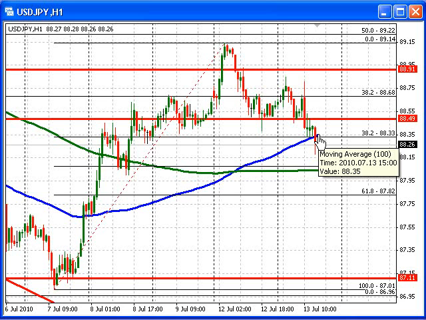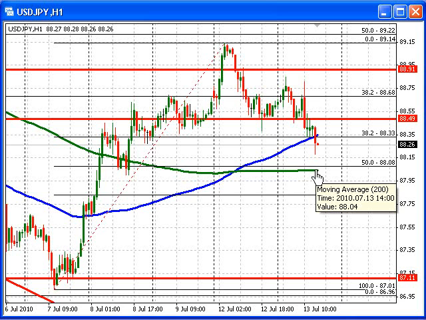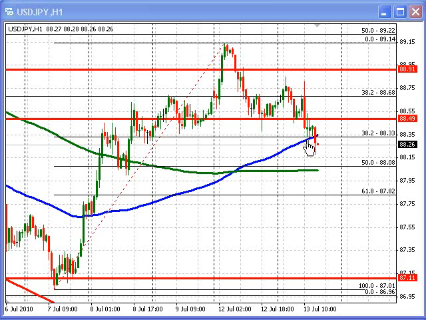As long as the price can remain below 88.35, this blue line in the chart, we should see the price moving down toward the 200-hour moving average that currently comes in at 88.04. So right now, from a trading perspective, look for the market to stay below that 100-hour moving average and move back down toward the green line.